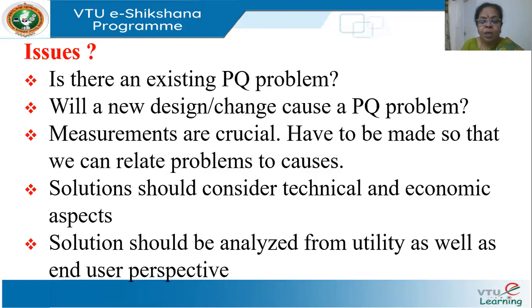The third one is measurements. I told you for quantification and characterization, measurements are crucial. And I have to first decide what measurements will help me to quantify the problem on hand. Sometimes we end up making wrong measurements. The measurements may not even enlighten you on your problem. Okay. So what are the problems? What are the measurements that have to be done so that we can relate the problems to the causes? So measurements will help you with that.